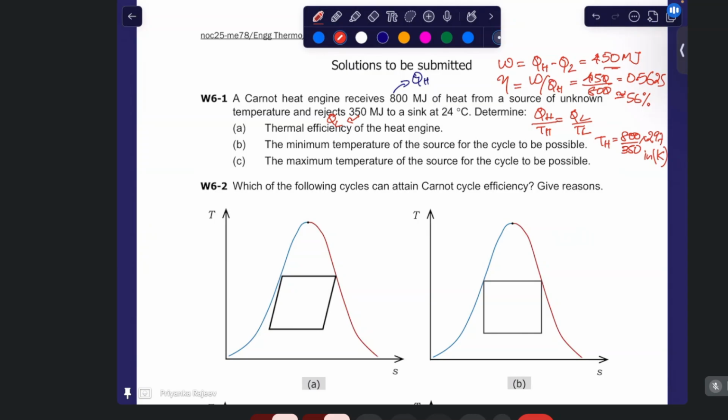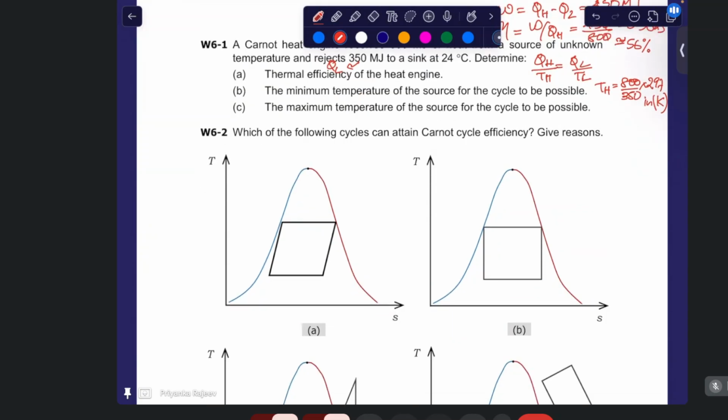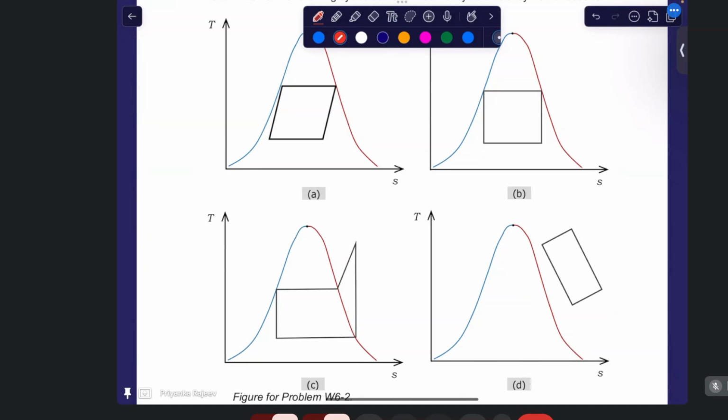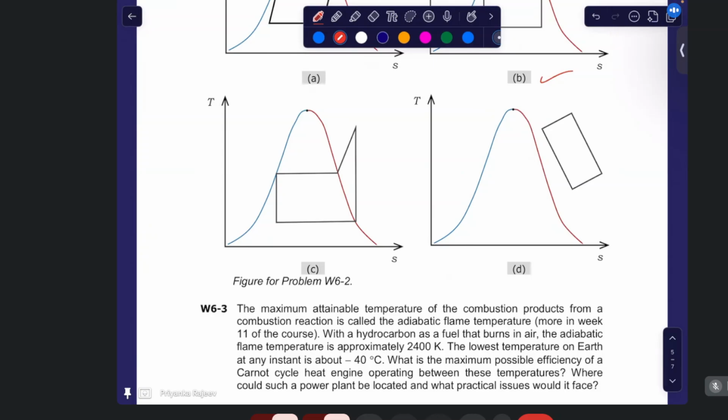Now, next is the second question. Which of the following cycles can attain Carnot cycle efficiency? Give reason. Again, this is a TS diagram, so it should be a rectangle: two horizontal lines, two vertical lines. Any deviation from that shows it is not an ideal Carnot cycle. So only B is correct. The rest of everything has got some kind of deviation, so that is not possible.